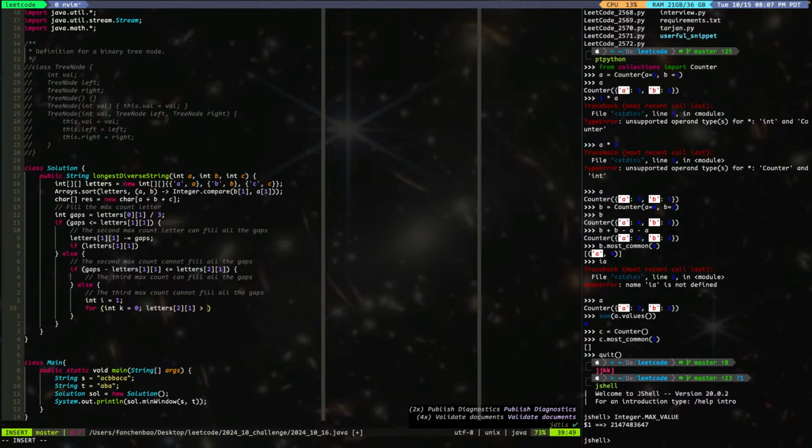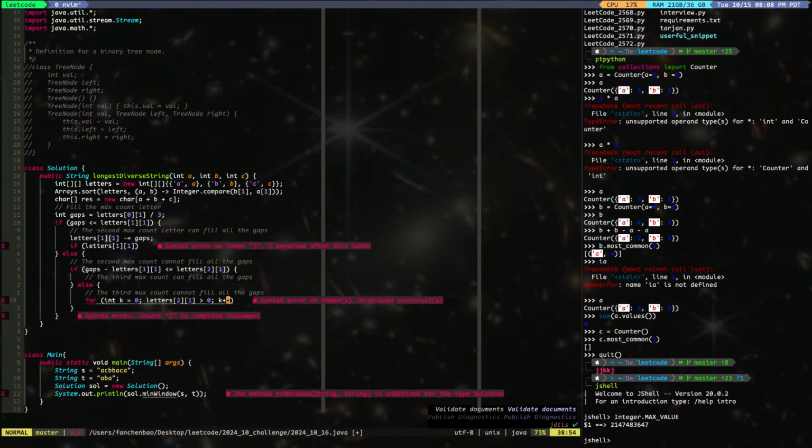Now I is larger than 0. K plus plus. Yeah, I don't see why it's so hard to understand. We already figured out how this one's gonna go. Right? We already figured out. It's just implementation.